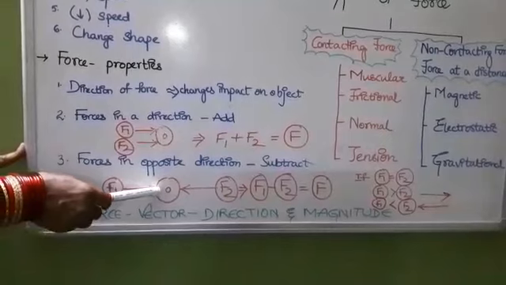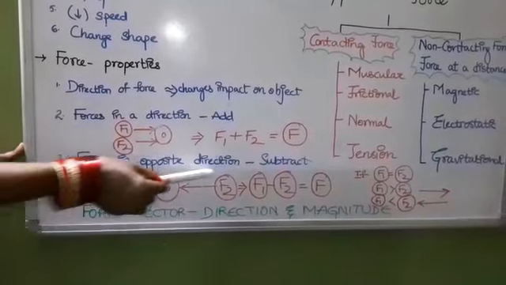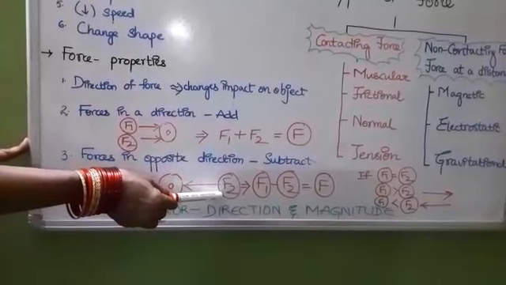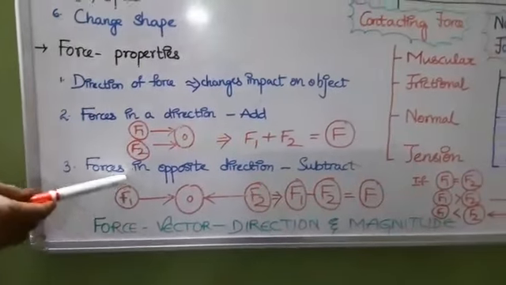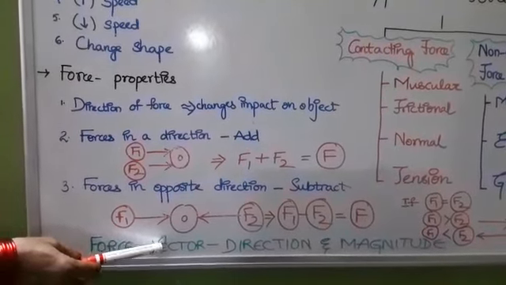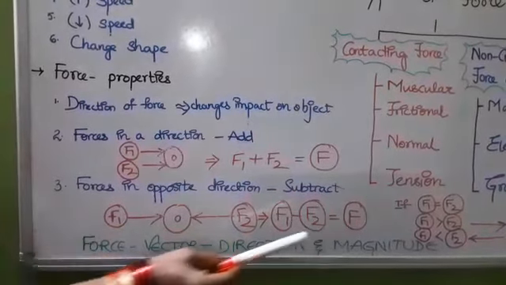Whether the object moves towards me or away from me depends upon the force which we are applying. As a whole, it implies that force is a vector quantity which has magnitude and direction.